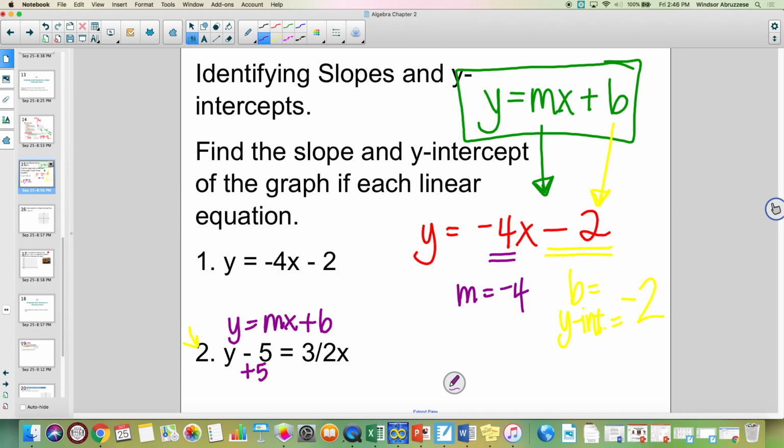So in order to get it to look like slope-intercept form, sometimes you got to do a little legwork to actually get it into the form you're looking for. Now it's in y equals mx plus b form. So what is my m? Here's my slope. Again, it's a fraction. My m is rise over run, 3 halves. And my b, the y-intercept, becomes my plus 5, my positive 5.